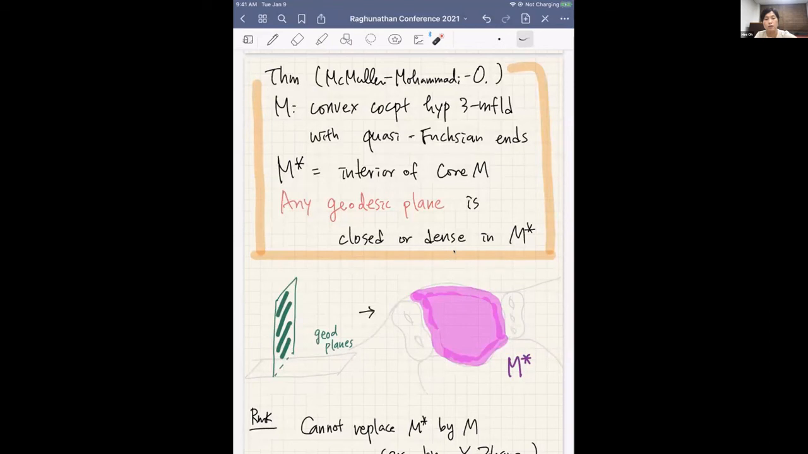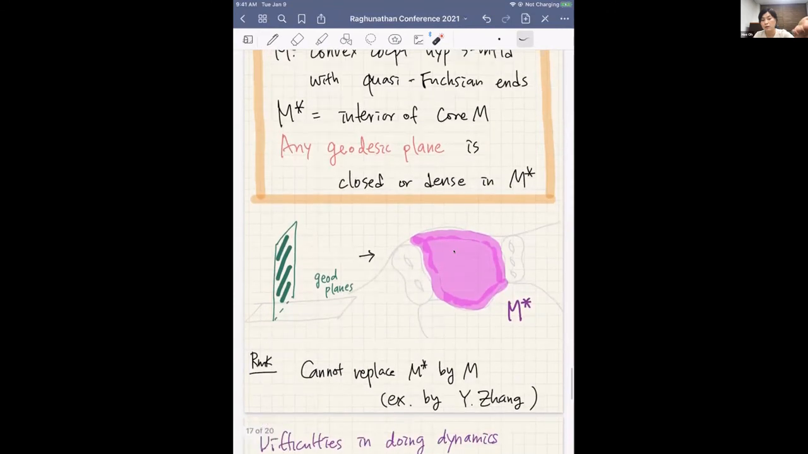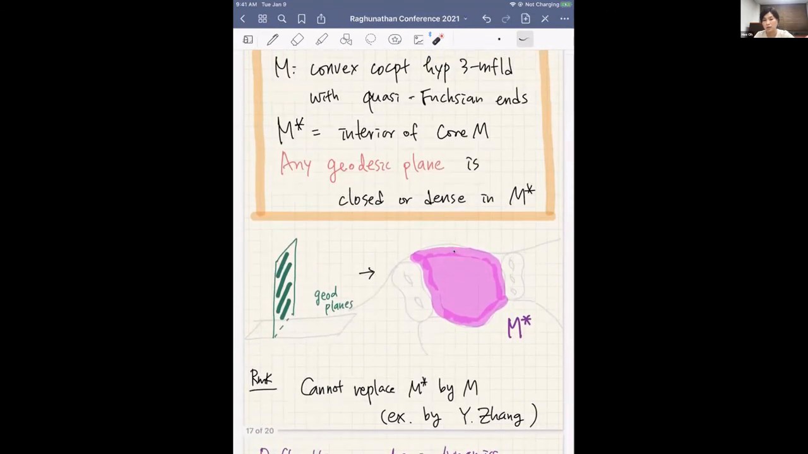And then we had a question whether one can replace this interior of the convex core by the whole manifold, but it's not true, by the work of Yongquan Zhang. He showed that the interior of the convex core is the right thing to look at in this rigidity theorem, because there is a counterexample if you replace the interior of the core by the core or by the whole manifold.